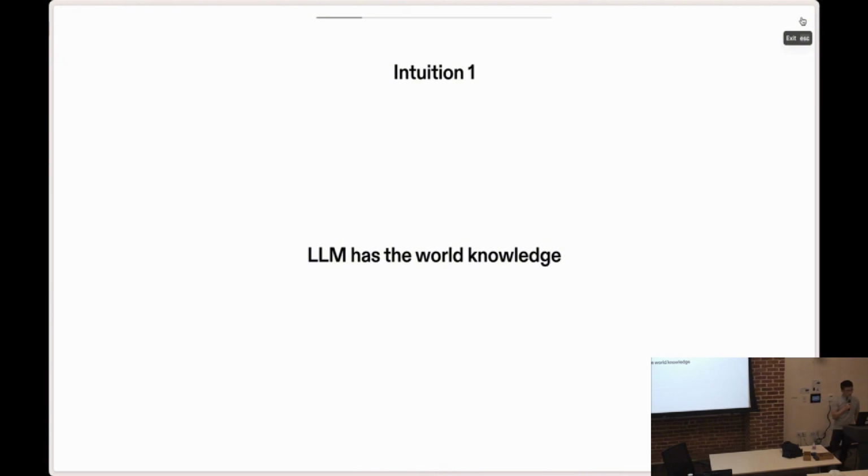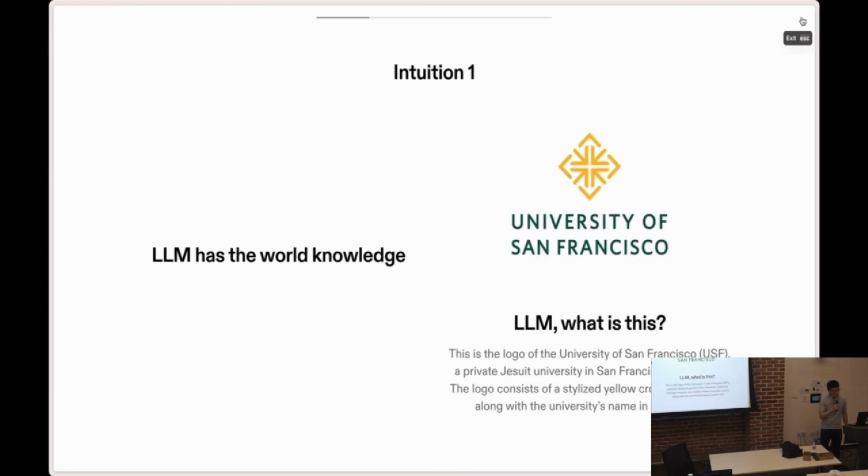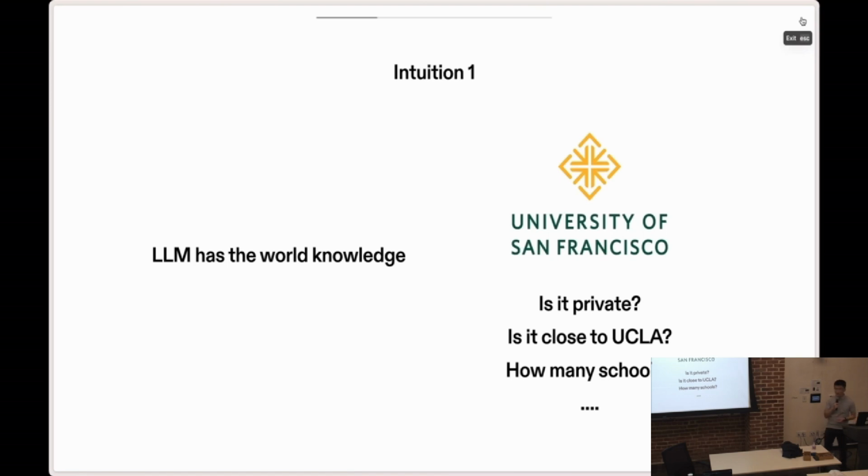So the first intuition is that an LLM has world knowledge. How do you interpret that? I'm going to tell you why this is important later. But if you ask ChatGPT a question or paste in an image of the University of San Francisco here and just ask what this is, it will tell you a blurb like this is the logo of the school and give some information, and you can maybe ask follow-up questions like is it a private school or public school, is it close to UCLA, how many sub schools are within the University of San Francisco?